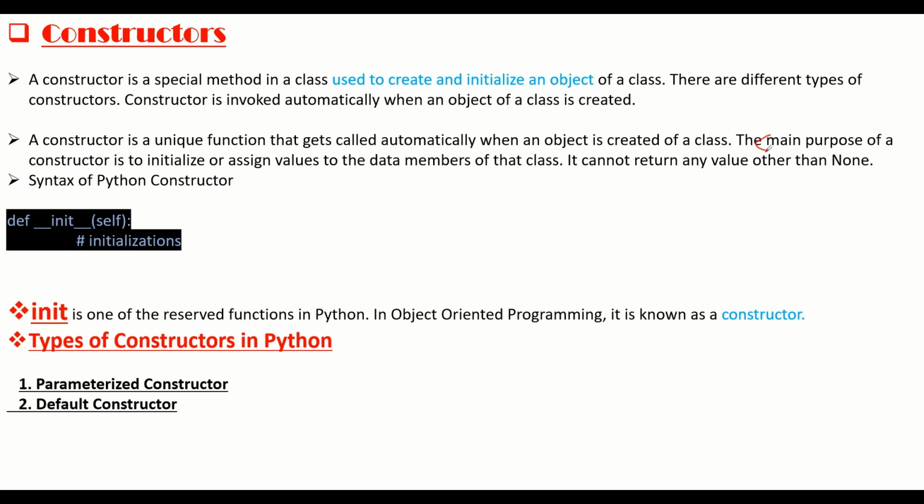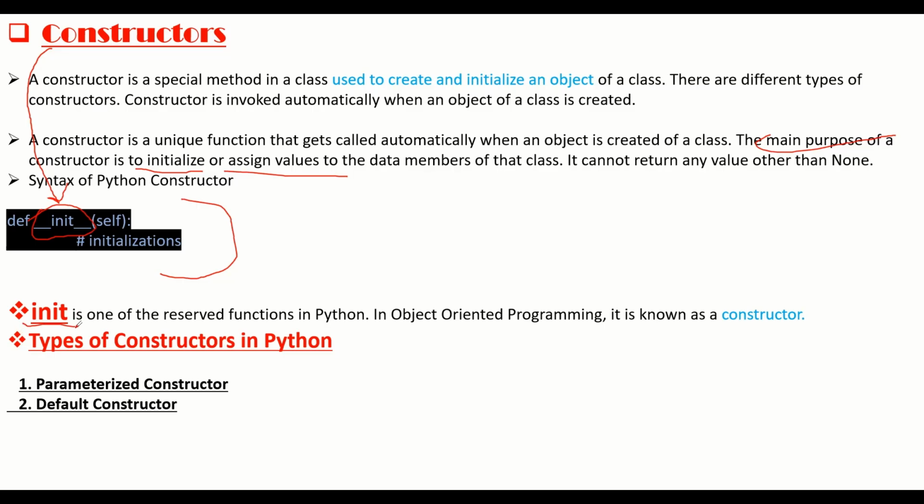The main purpose of a constructor is to initialize or assign values to the data members of that class. It cannot return any value other than None. So here is the syntax of a constructor: underscore underscore init underscore underscore, this is called the constructor. In this way we can create our constructor.